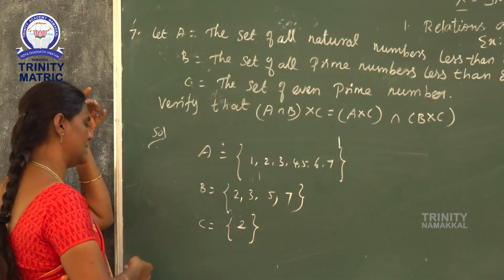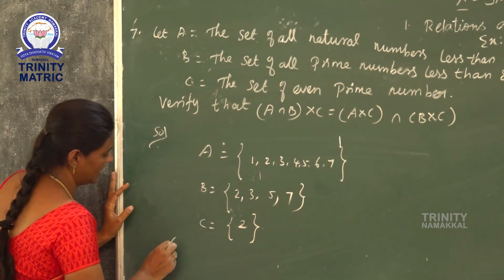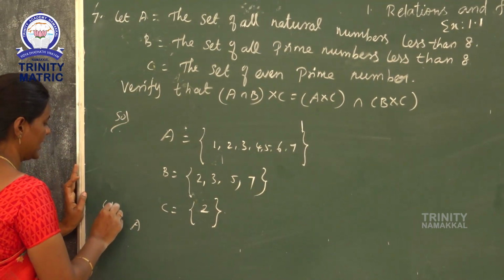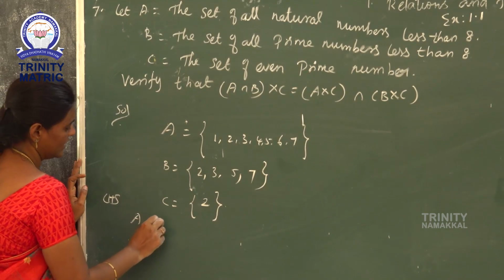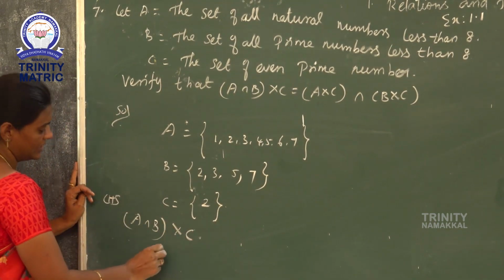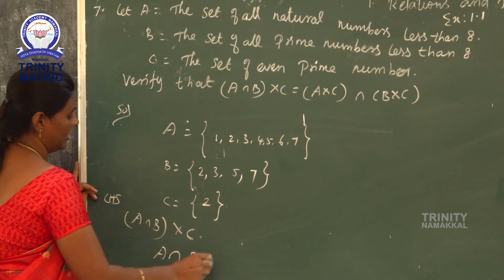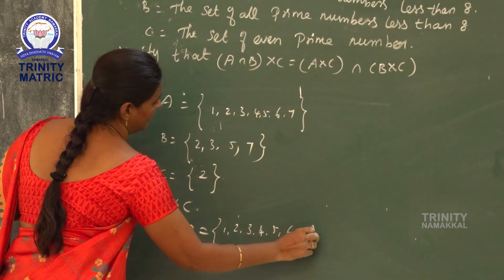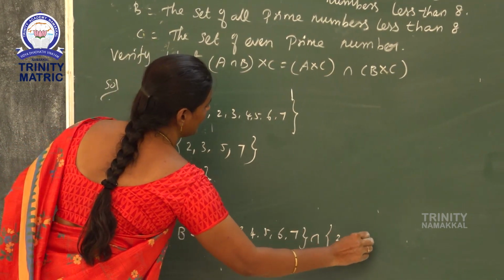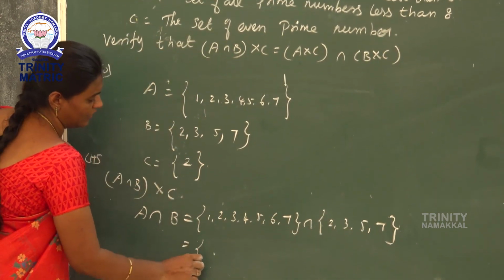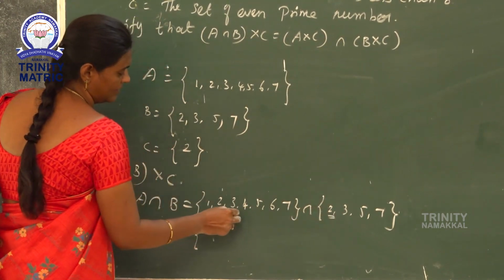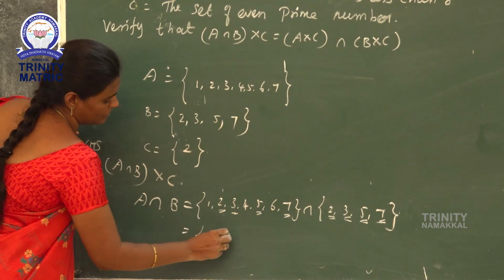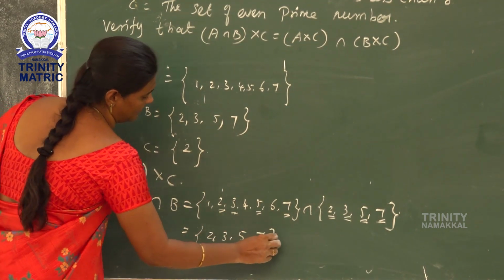Now the sets A, B, C. Here we have to verify that A intersection B cross C is equal to A cross C intersection B cross C. First we take the left hand side, A intersection B cross C. Here first we have to find A intersection B. What is the set A? 1, 2, 3, 4, 5, 6, 7, intersection 2, 3, 5, 7. Intersection means we take only the common elements: 2, 3, 5, 7.